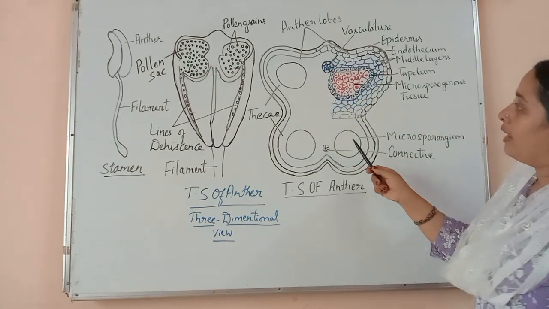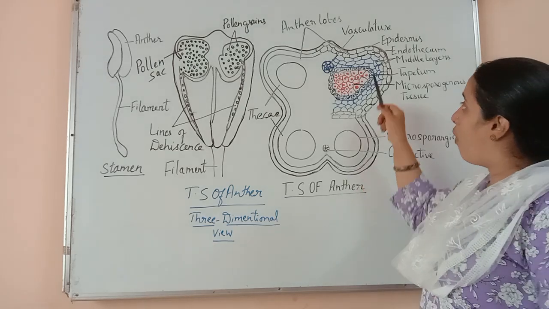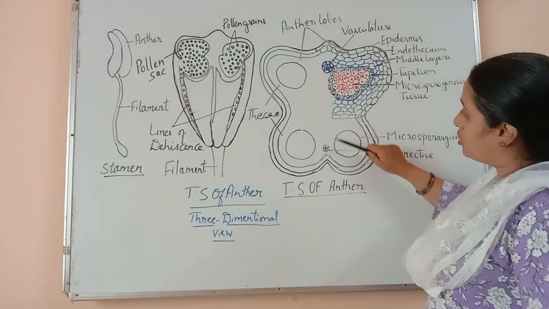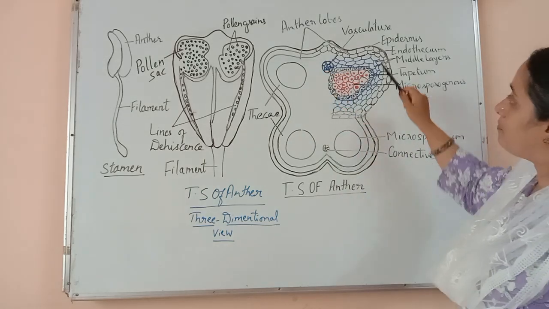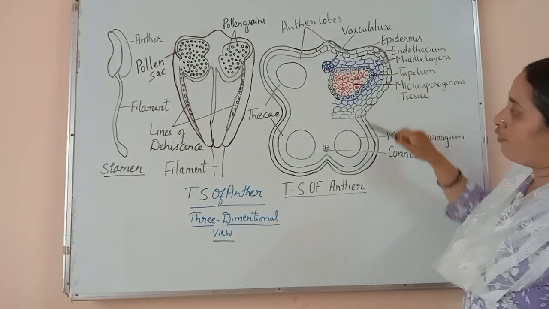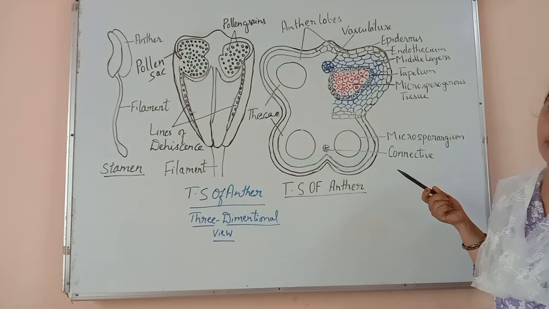So, totally in a bilobate anther, we are going to observe 4 thecae. 1, 2, 3 and 4. Okay. So, overall, there are 4 thecae present in a bilobate anther.